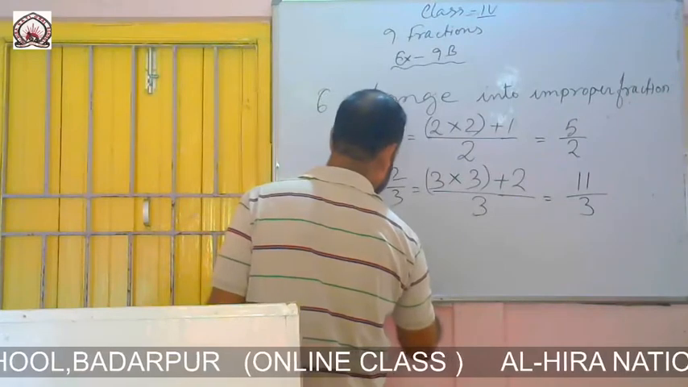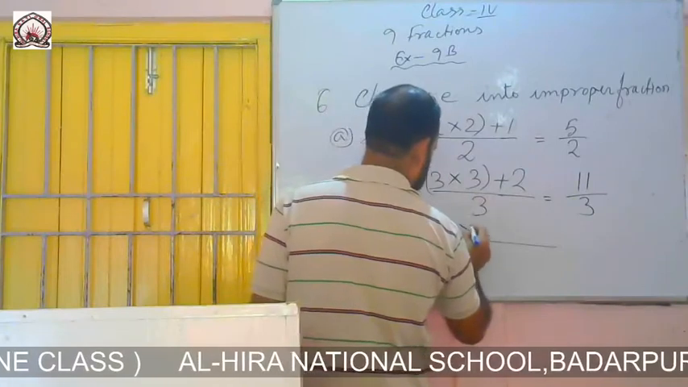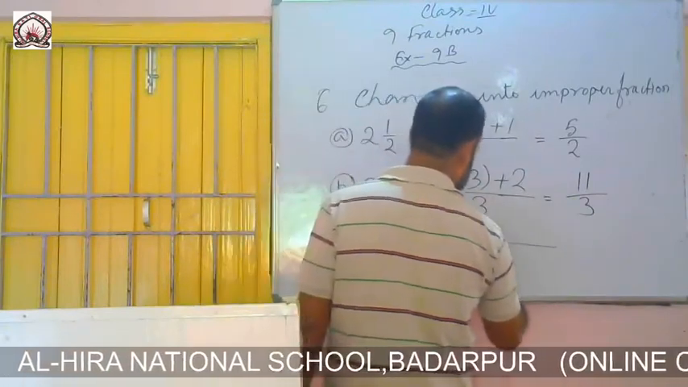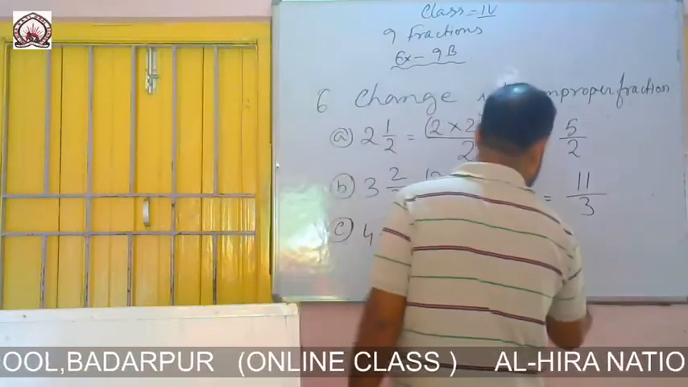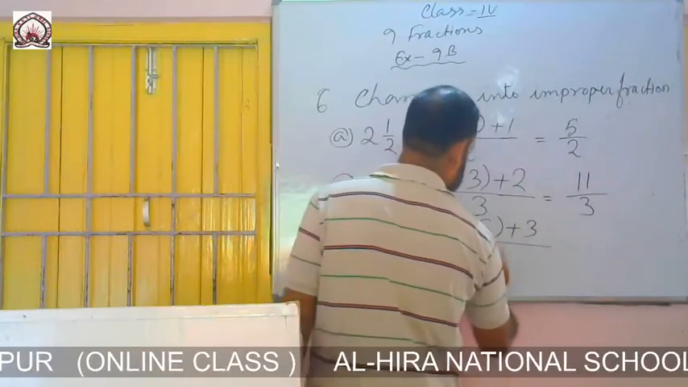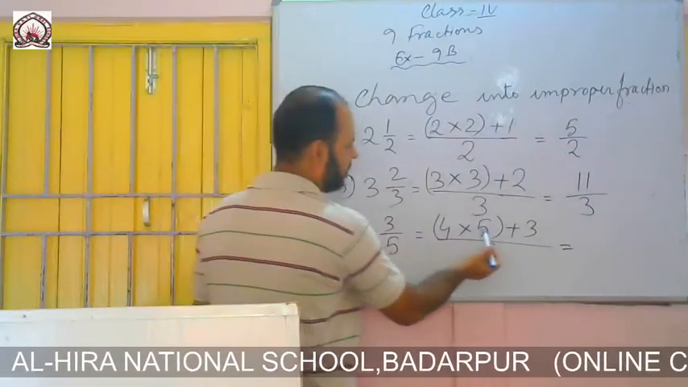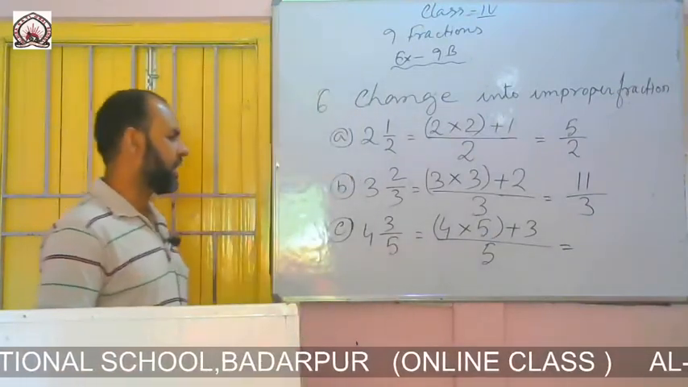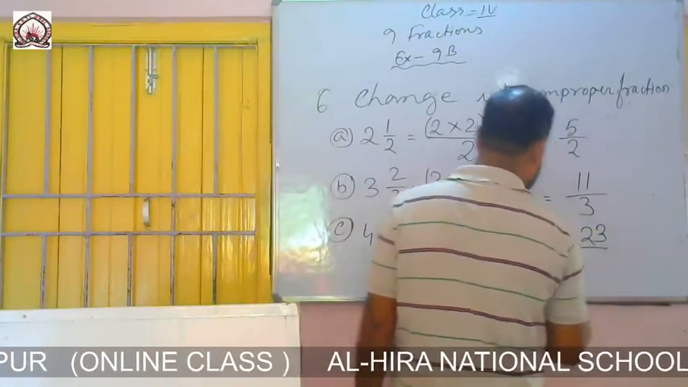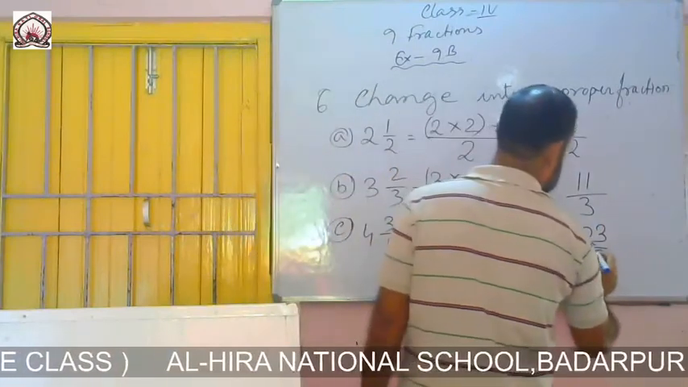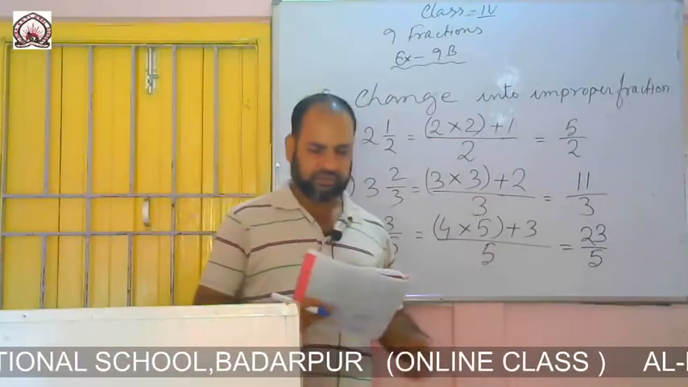3 by 5. Same rule. Whole number 4 into 5 denominator plus 3 by 5. So now here 4 5s are 20, 4 5s are 20 plus 3 is 23. 23 by 5. The improper fraction is 23 by 5.